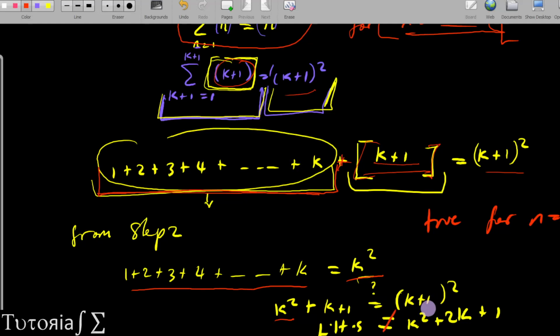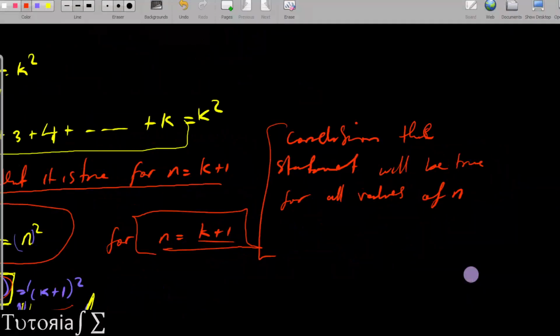Okay, so basically the left side is not equal to the right side here. Sorry for that mistake. I didn't see that there is no 2 here. So the left side is not equal to the right side. So our conclusion here is that the statement will not be true for all values of n.